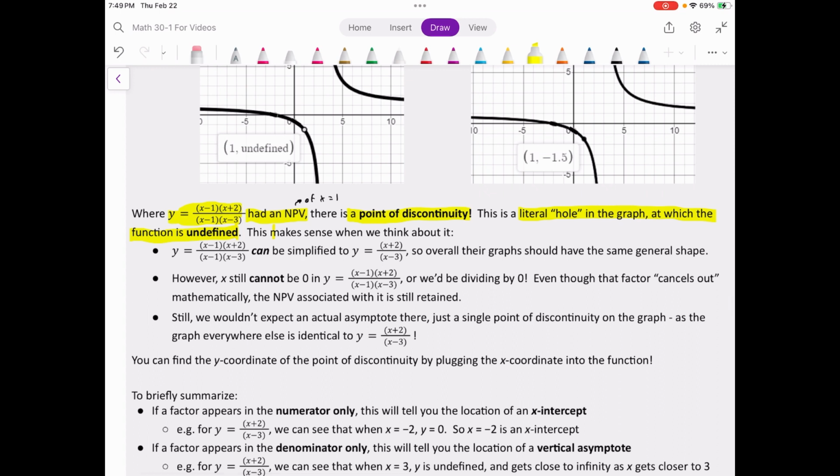We kind of talked this through, but let's really break it down here with the notes. Y equals x plus 2 over x minus 1, x minus 3 can be simplified to y equals x plus 2 over x minus 3. So whenever you can simplify something, that means it's essentially equivalent. You might lose some information that we have to keep track of, but if we can simplify it from one to the other, we're not changing what it is, we're just simplifying. So overall, their graph should have the same general shape, right? We really can write this in a way that's not mathematically wrong as this. So their graph should be about the same.